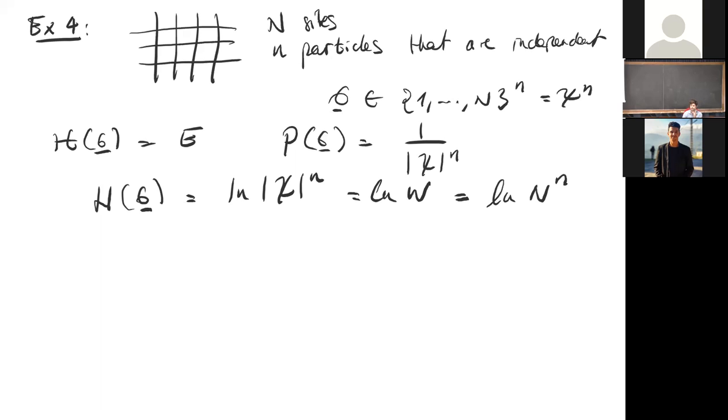The first particle has capital N possible configurations, states. The second particle also has N. They're independent, so you just multiply. Which gives the entropy n log N. Good. So you see that the entropy scales linearly with the number of particles, as it should. It is an extensive quantity.